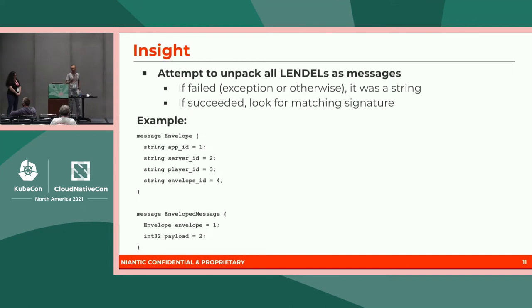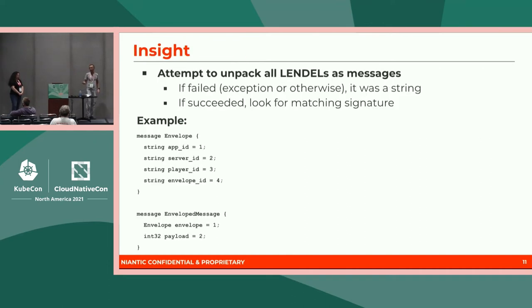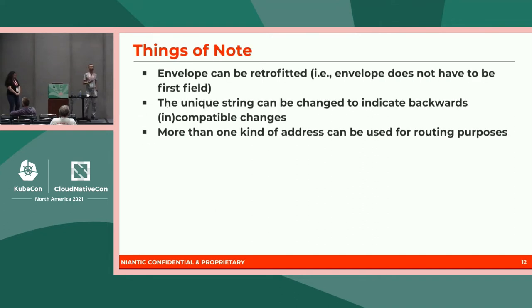And the other 3 fields, app ID, server ID, player ID, could easily be the content on which you do your routing. A few interesting observations. First of all, the envelope can be retrofitted. So if you had an existing protocol buffer where the payload is already used up, like the first 10 fields, you can use the 12th field to inject an envelope if you needed to do that. When you have something like an envelope ID, that's a unique string used to identify the envelope, you can change the contents of that string in order to indicate the version number of the envelope. So you could indicate a backwards incompatible change, for instance, if you needed to change the type of envelope you had. And lastly, as previously stated, you can actually use a combination of the data in the envelope to do routing. You don't have to depend on just one field or another.